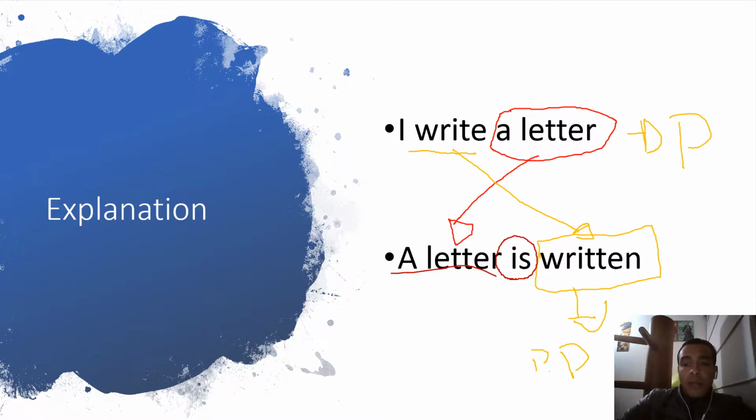So far, we have to keep in mind two important things. First one, we are always going to use a verb to be in the passive voice. Second one, we have to use the past participle. Okay?